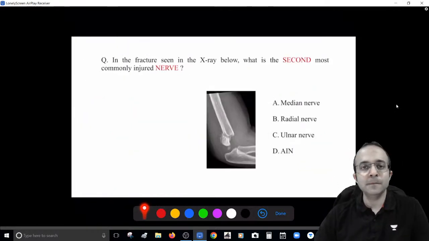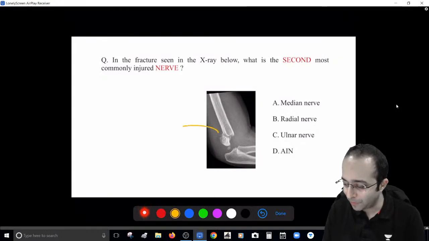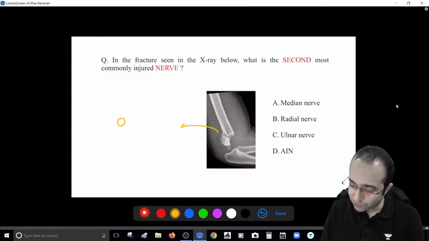Clear enough, guys? Now, have you ever wondered which is the second commonest nerve injured in a supracondylar fracture of the humerus? I hope you can pick it up now, that this is a fracture almost through that olecranon fossa.